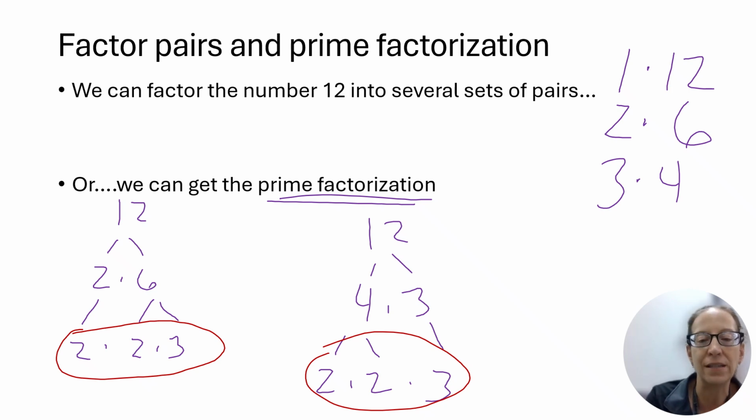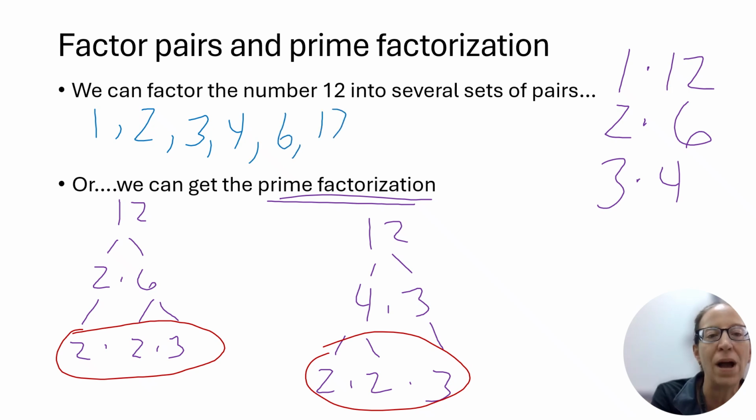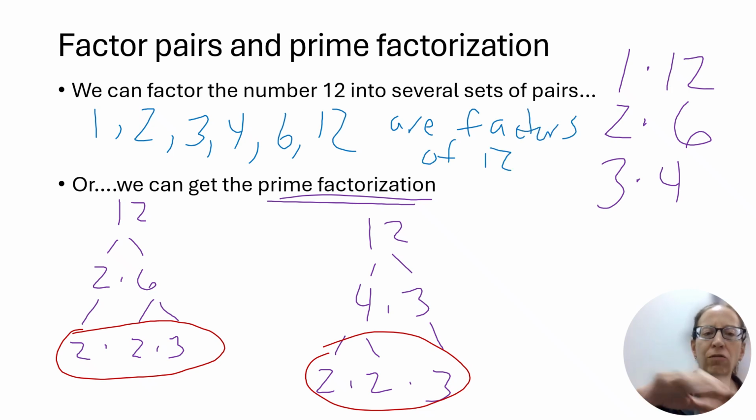Now, you might also see this. You might see 1, 2, 3, 4, 6, and 12 are... I don't want to say the factors because that kind of implies prime factorization, but you might hear are factors of 12. So you could list all of the factors of 12. The factors of 12 are 1, 2, 3, 4, 6, and 12.